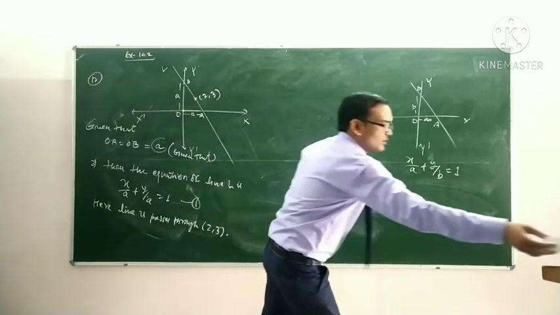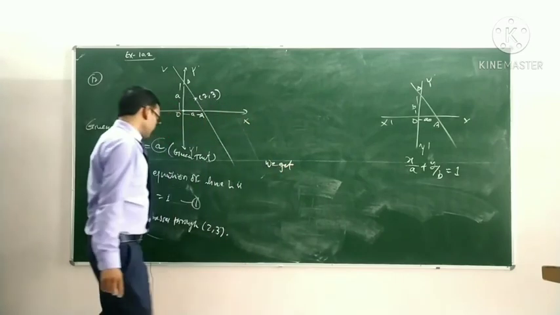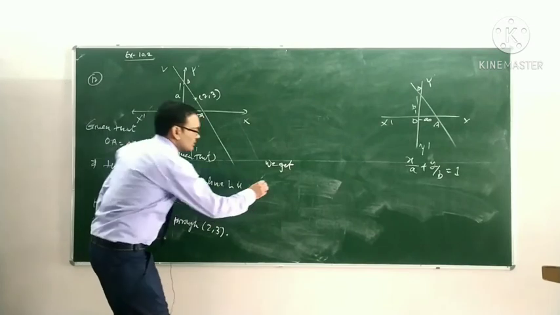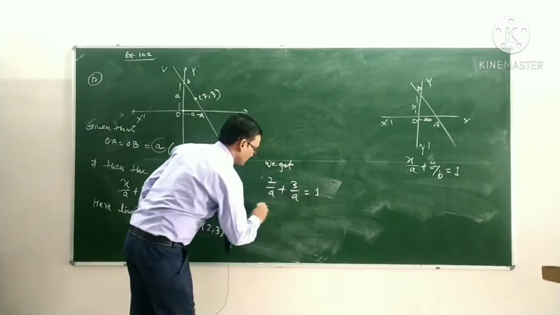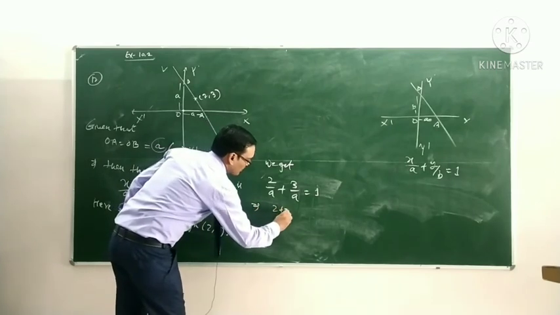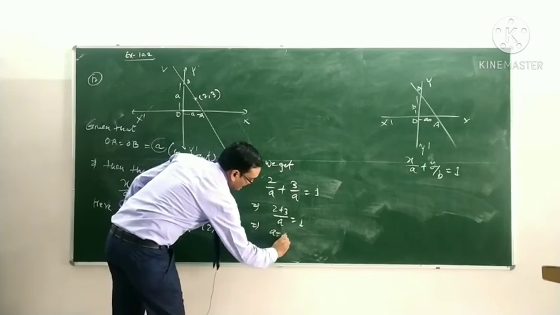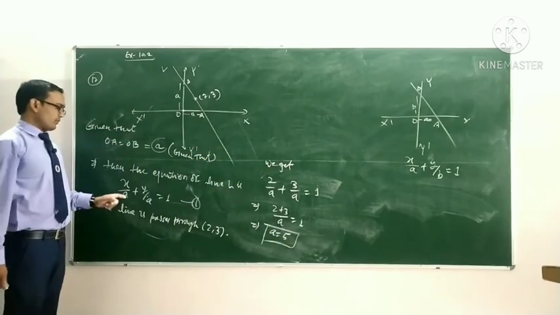In equation 1 we get x by a, that means 2 by a plus 3 by a equal to 1. This implies that 2 plus 3 upon a equal to 1. This implies that a equal to 5. The value of a equal to 5.